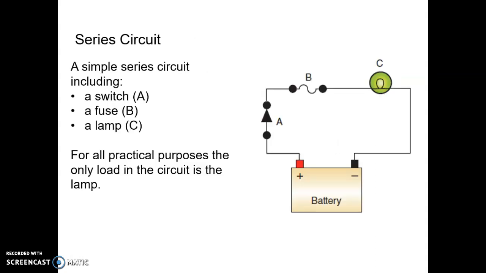This is an example of a simple series circuit. A is a switch, B is a fuse for circuit protection, and C is a lamp. When I close the switch, the electrons flow from the positive terminal through the switch, through the fuse, through the lamp bulb, and back to the ground. A complete circuit.